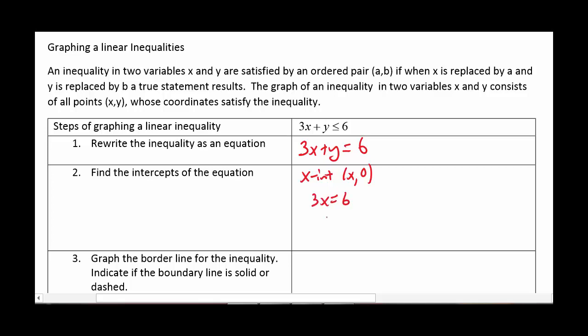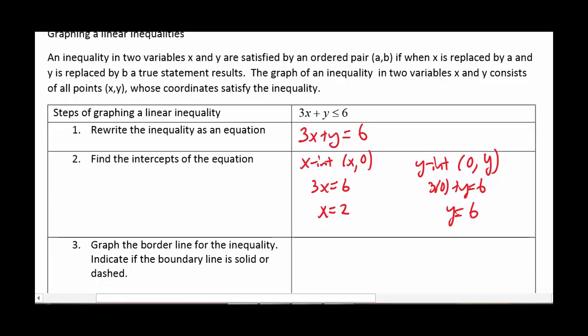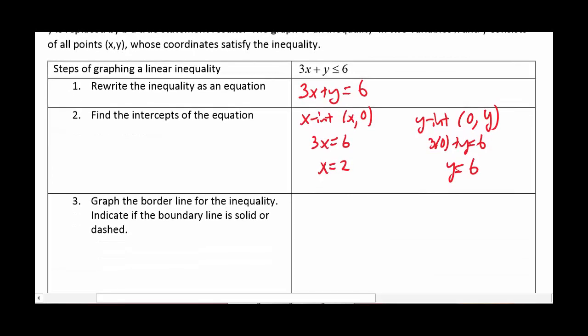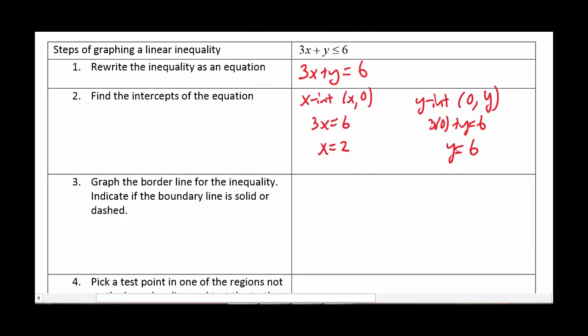So we get 3x equals 6, so x is 2. So that means it crosses the x-axis at 2. And then the y-intercept looks like 0 comma some number, which means I replace the x's with 0 and solve, and I get y equals 6. So very quickly, I'm able to find two places where it crosses the x and y axis, and since it's a straight line, I can actually plot that.